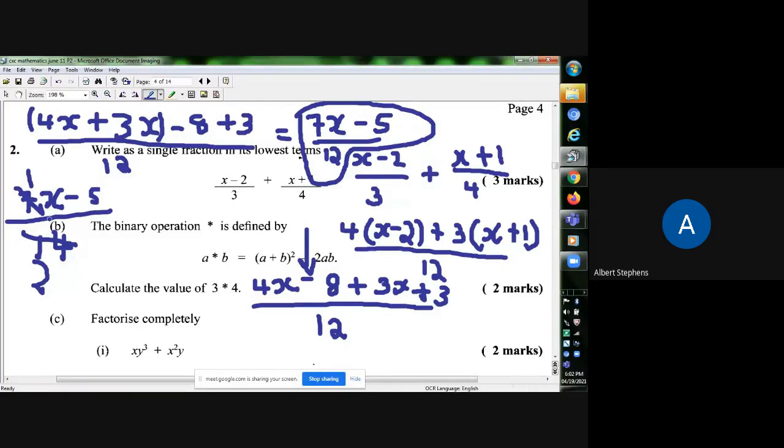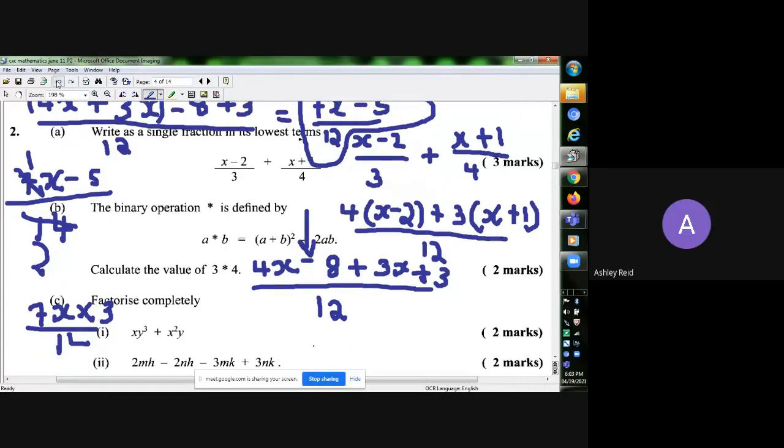But suppose it was a multiplication. Suppose it was 7x times, say, 3 over 14. Then you can cancel because this sign is a what? A multiplication. But you can't do that when it's separated with either a plus or a minus. Are we good? Any questions? Are you clear? Yes, sir.